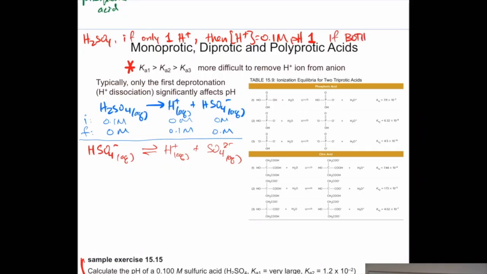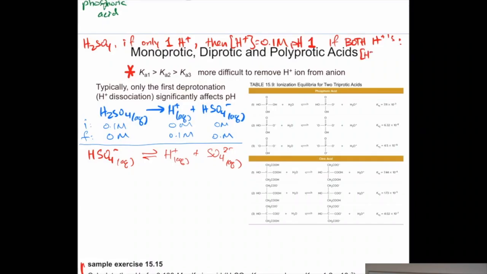If both hydrogens came off, what would the pH be? Let's just play a little game. Look up here in blue. All right? 0.1 molar sulfuric acid. 1 mole of sulfuric acid produces 2 moles of hydrogen ions. So if all 2 moles of hydrogen ions went off into solution, what would the concentration of hydronium ion be? The concentration of this would be 0.2 molar. What would the pH be?